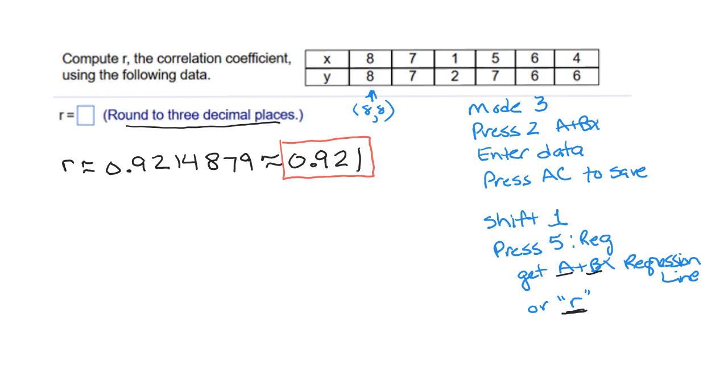All right, so let's think about that. 0.921. Again, correlation coefficient falls between -1 and 1. Here's my 0. And that positive 0.921 is going to be real close to the number 1, right? So this is considered a strong positive correlation. So as X increases, Y increases.